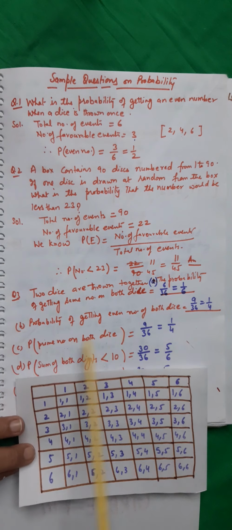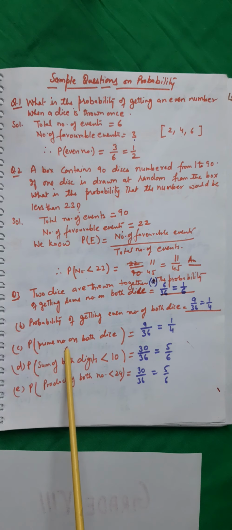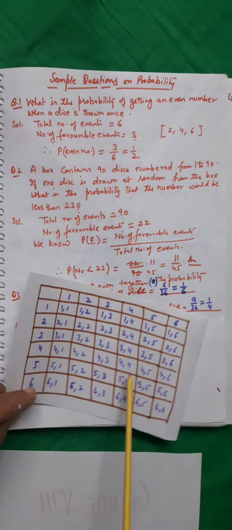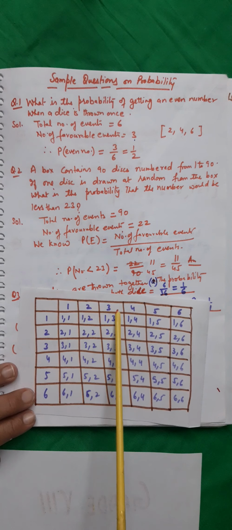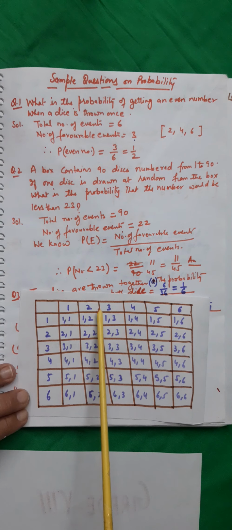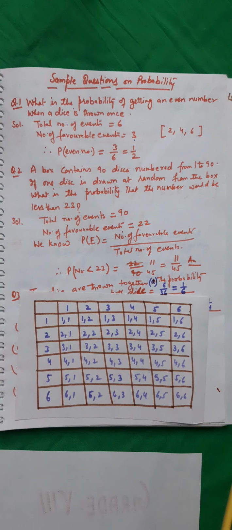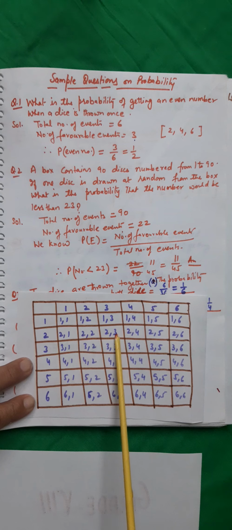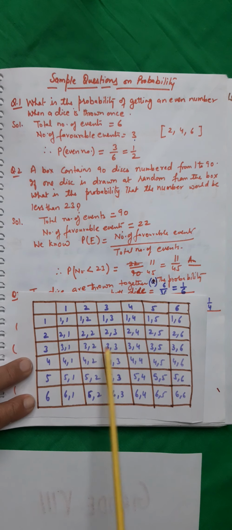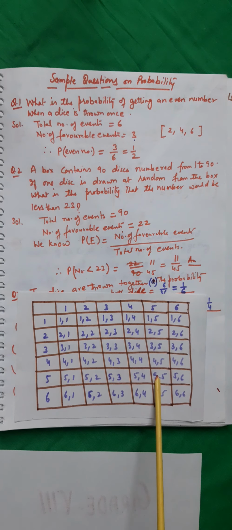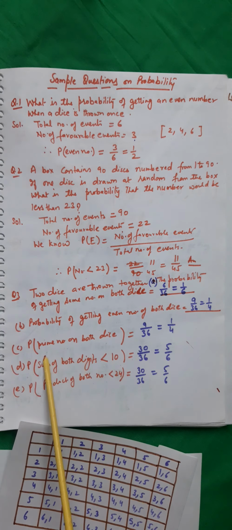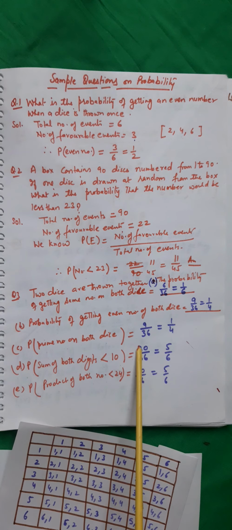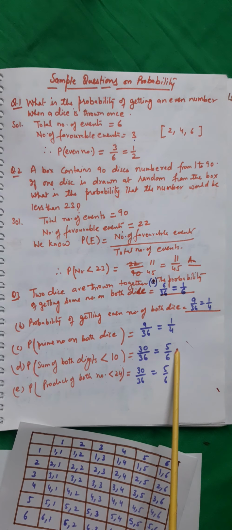Next, probability of getting prime number on both dice. Prime number on both dice, which are the prime numbers? 2, 3 and 5. So wherever I find two combinations of 2, 3 and 5, those will be favorable events. Let's see. 1, 2, 3, 4, 5, 6, 7, 8, 9. Again they are 9. So probability of getting prime number on both dice is equal to 9 upon 36, which is equal to 1 upon 4.